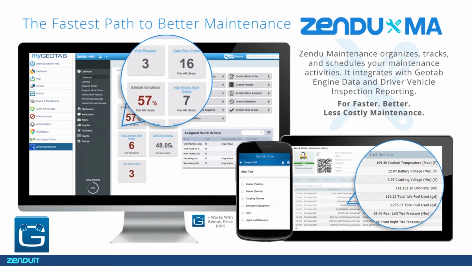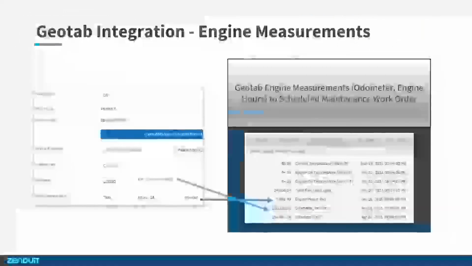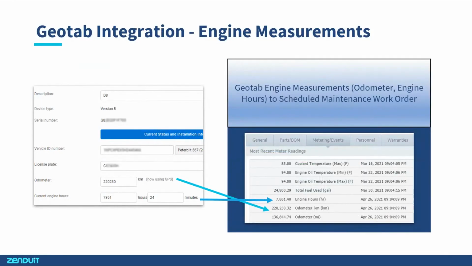So let's take a look at this for a minute. As you can see here, we've got our odometer and our engine hours readings, which are taken directly from Geotab. They are automatically streamed into ZenduMaintenance to give us accurate readings. Now you're probably saying to yourself, well, I can record that. My drivers can record that. My technicians can record them. Sure, they can, but two factors weigh into this.